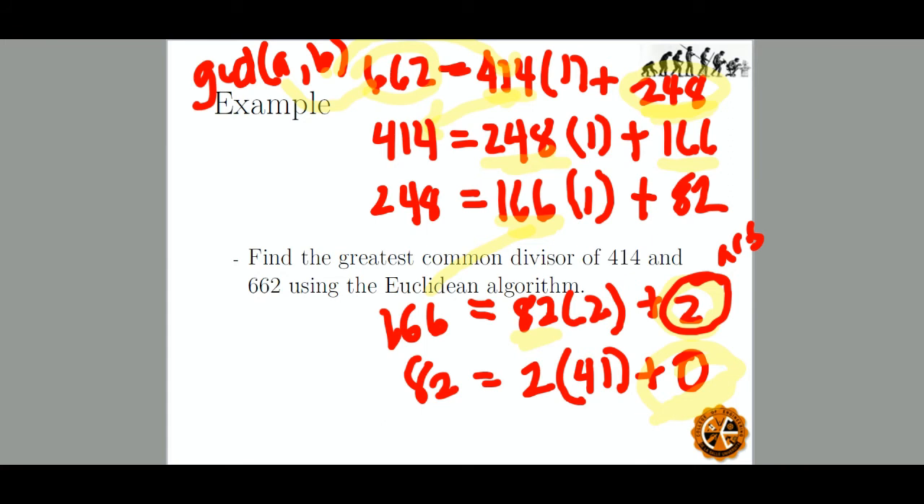So A modulo B is 248. Okay, that is 662 modulo 414. And then next will be another A modulo B. So let's just give this a name.